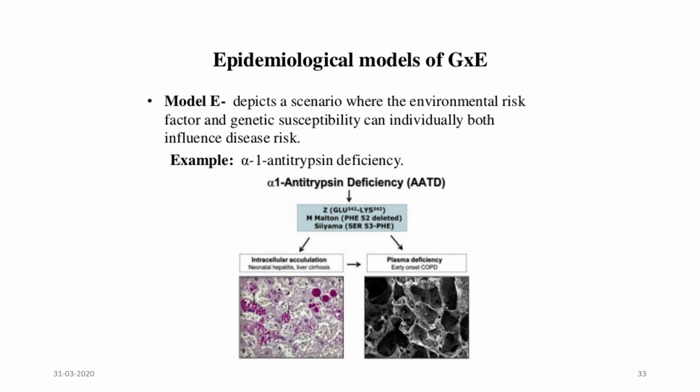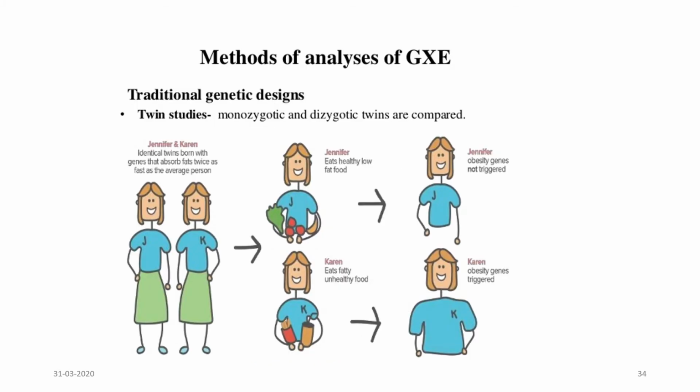If both the parents have a mutant gene, then there is 15% production of this enzyme, and there is high deficiency in the expression. So this is one more model of study. And the other method of analysis is by doing traditional genetic designs like twin studies.